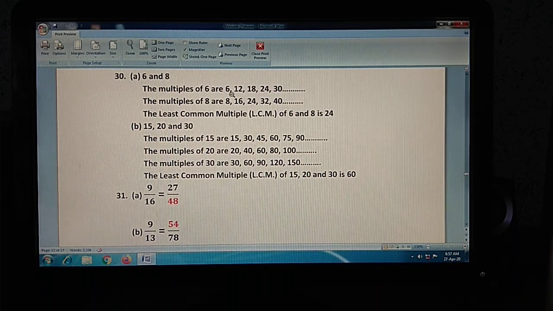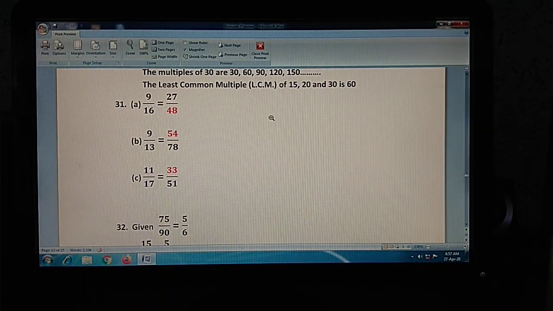We just need to find which is the least common multiple. Here the least common multiple is 24. As you can see, 24 is here and also here, and these things are not common. 24 is common and this is the first multiple that we get common. Whichever multiple you get first that is common is the LCM. Simple.